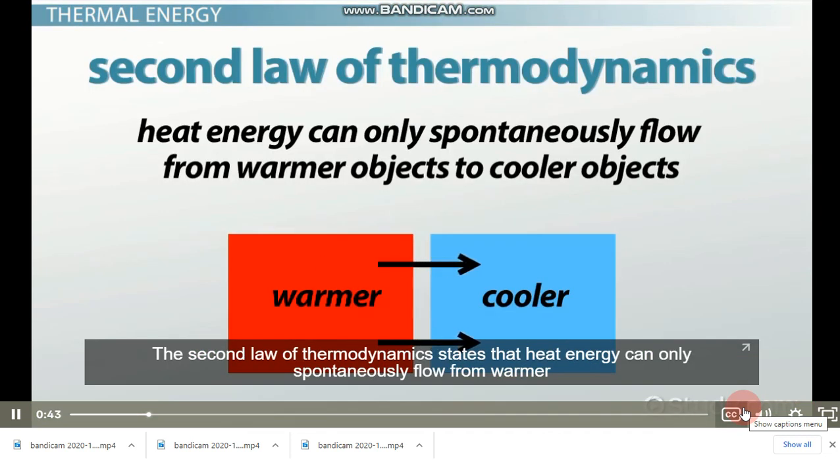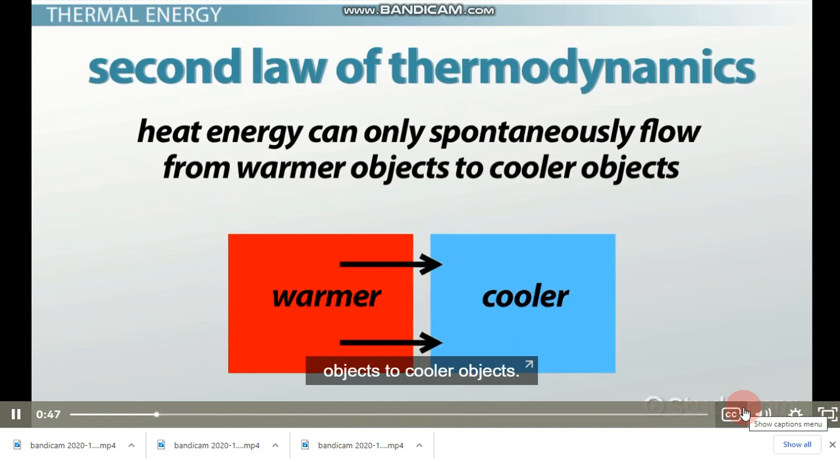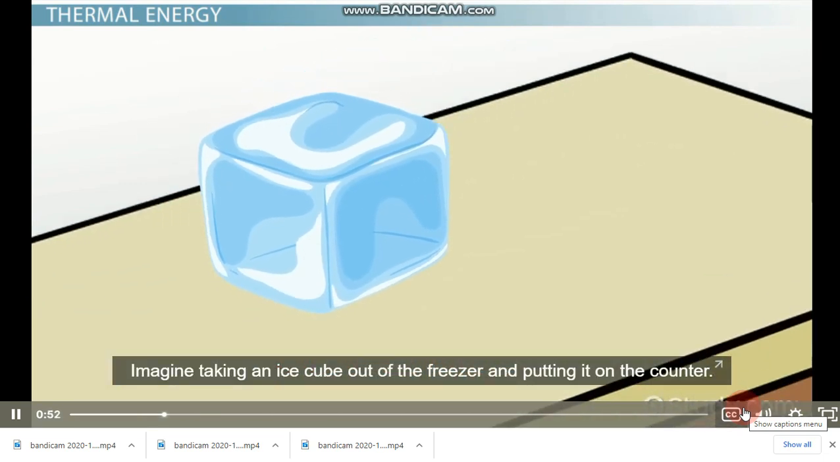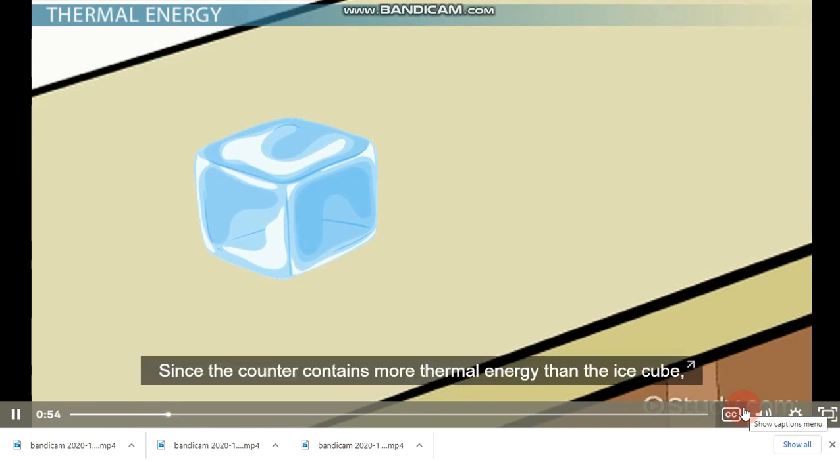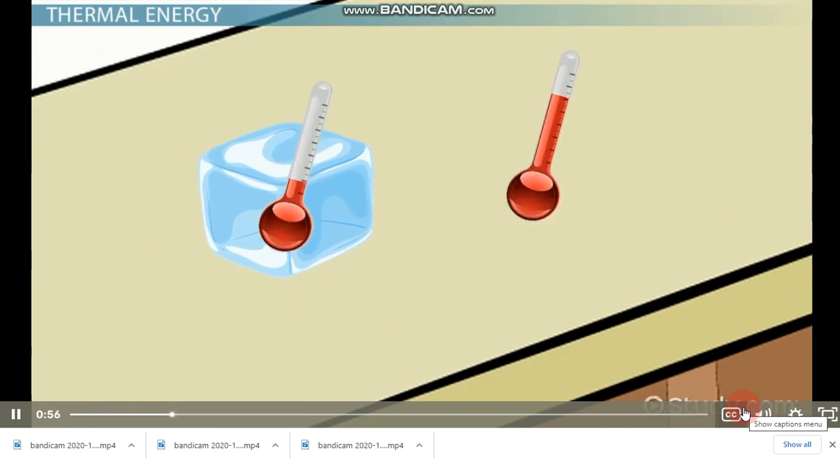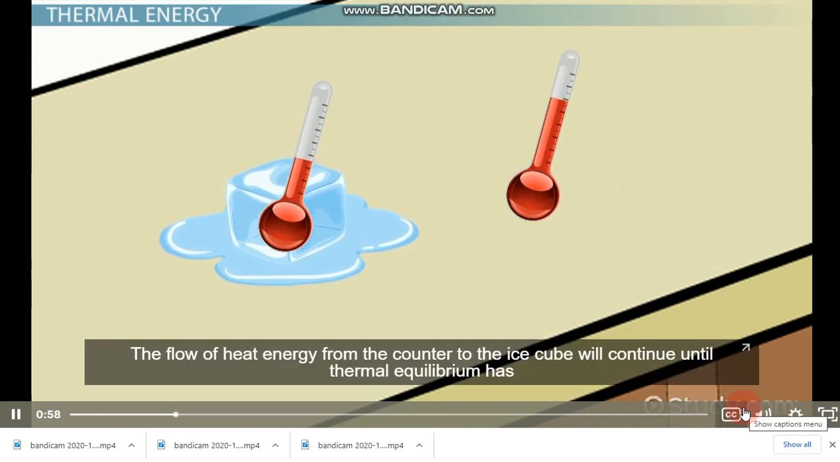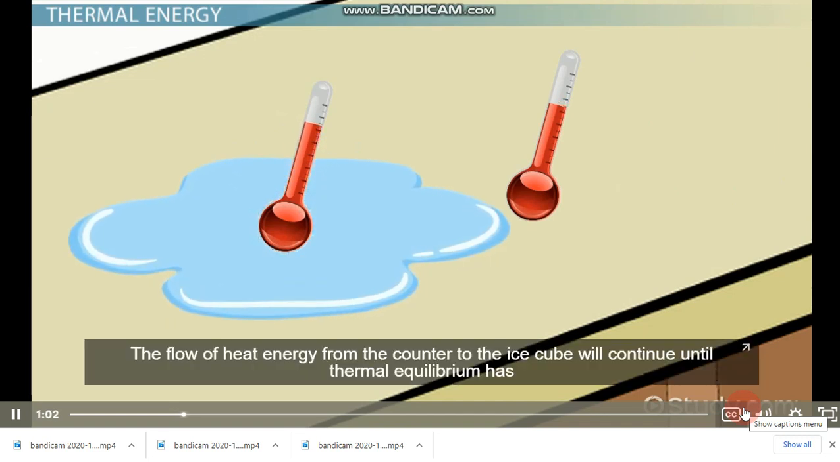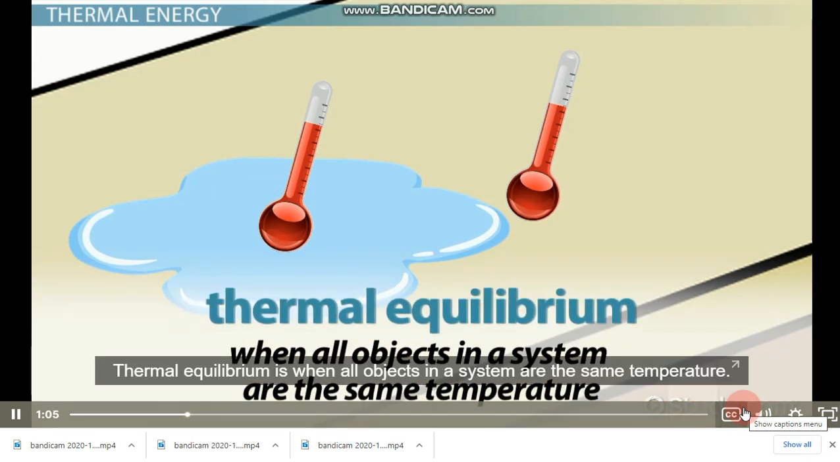The second law of thermodynamics states that heat energy can only spontaneously flow from warmer objects to cooler objects. Imagine taking an ice cube out of the freezer and putting it on the counter. Since the counter contains more thermal energy than the ice cube, its energy moves into the ice cube. The flow of heat energy from the counter to the ice cube will continue until thermal equilibrium has been obtained. Thermal equilibrium is when all objects in a system are the same temperature.